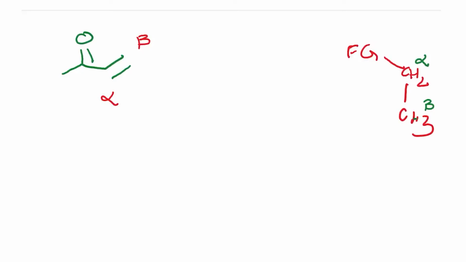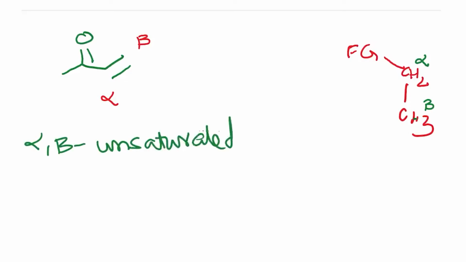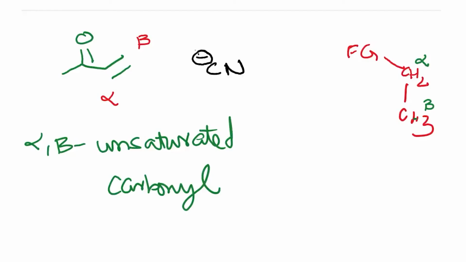So in this case, this is an alpha beta unsaturated carbonyl compound. These are very important synthetic intermediates. We'll look at them not just here, but throughout the next few years that you will be studying chemistry. So now coming back to the arrow pushing mechanism, we have CN minus, it attacks here, and then this moves here, and this moves here.